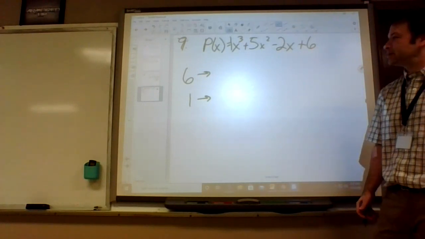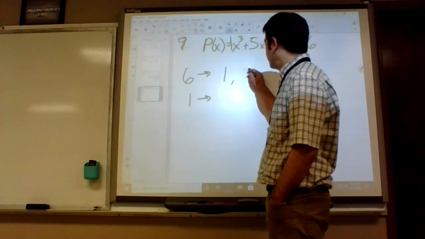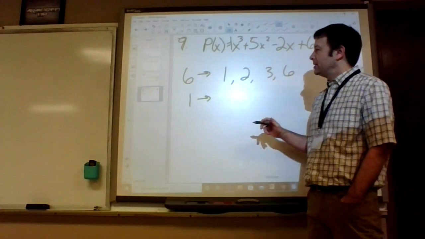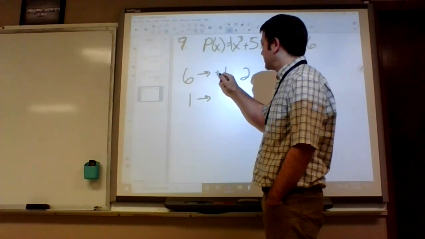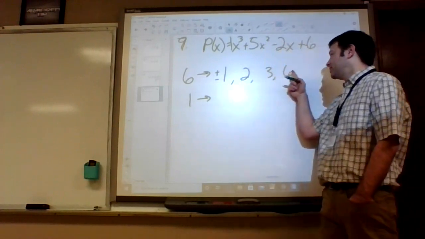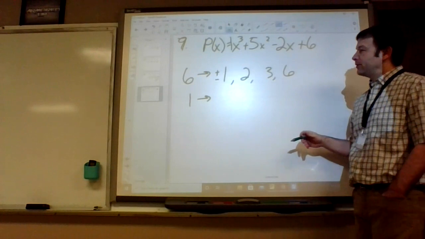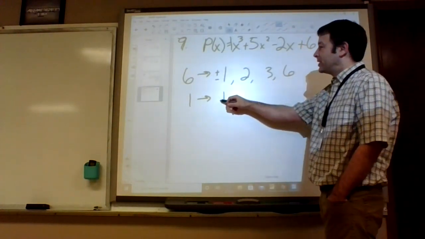What are factors of 6? What can go with 3, 6? 2. 1, 2, 3, and 6. Those can all go with 6. Technically, they could all be positive or negative, right? Because you could have like negative 1 times negative 6. What are the factors of 1? 1. And this could be positive or negative also.